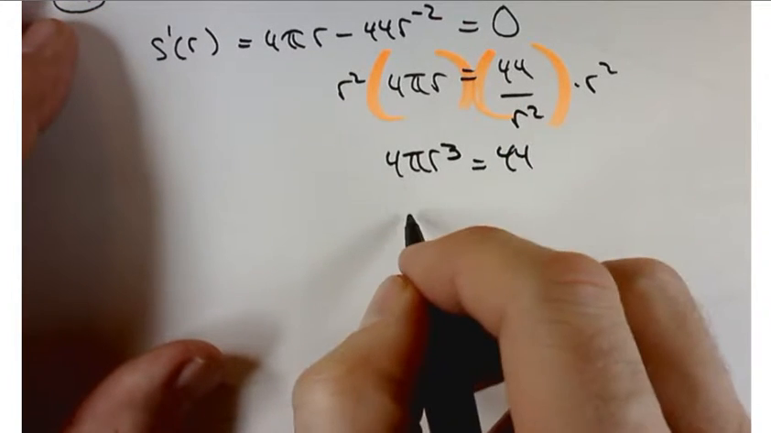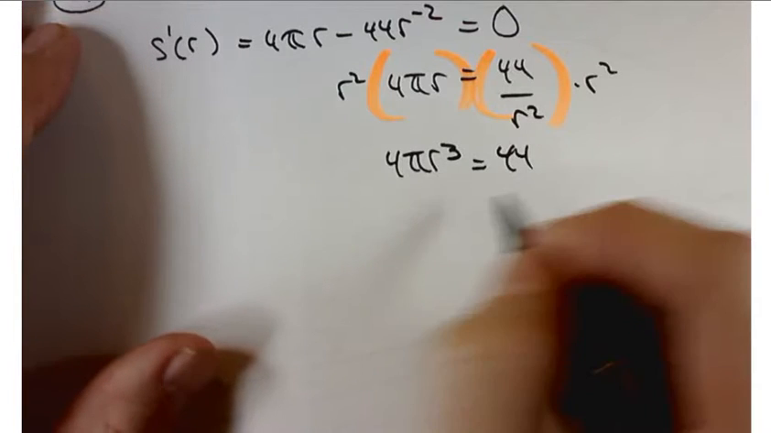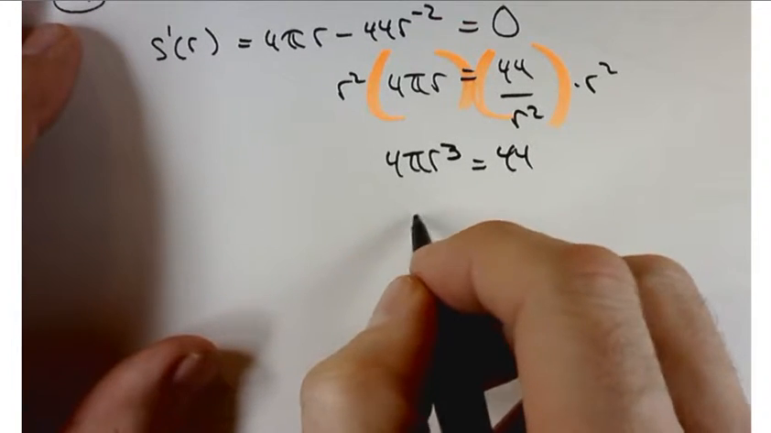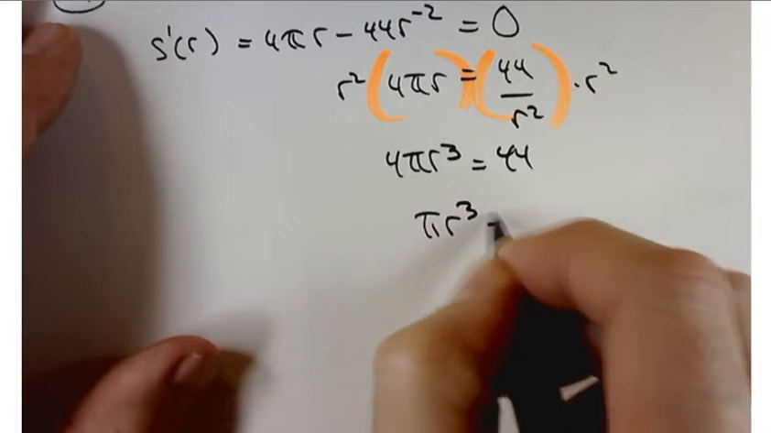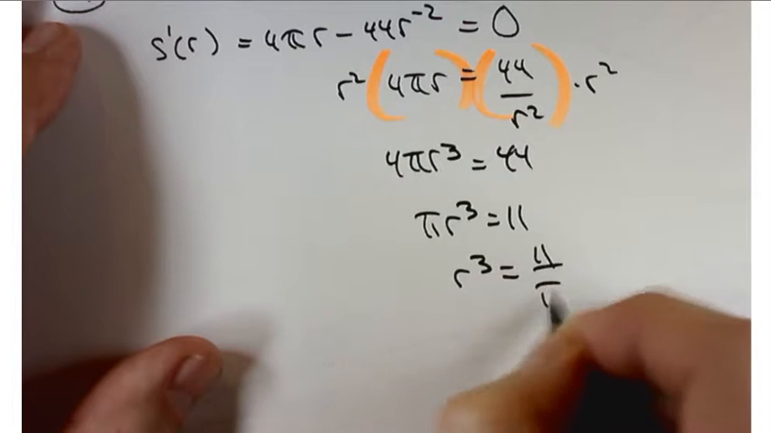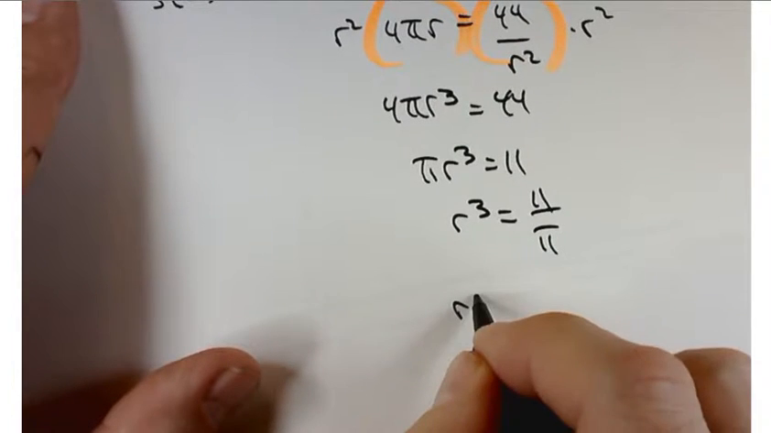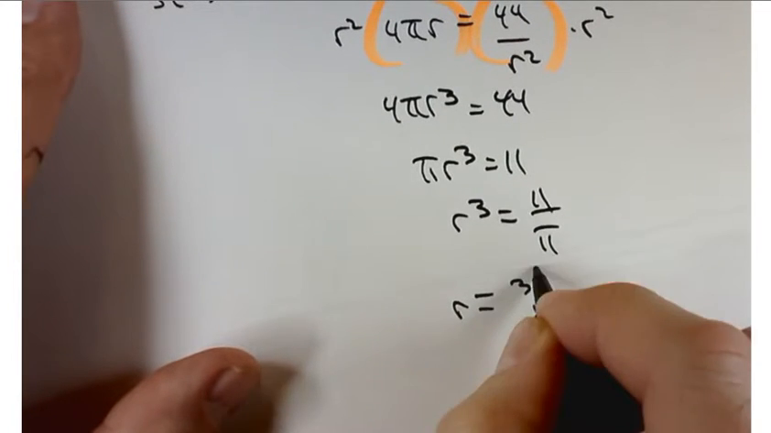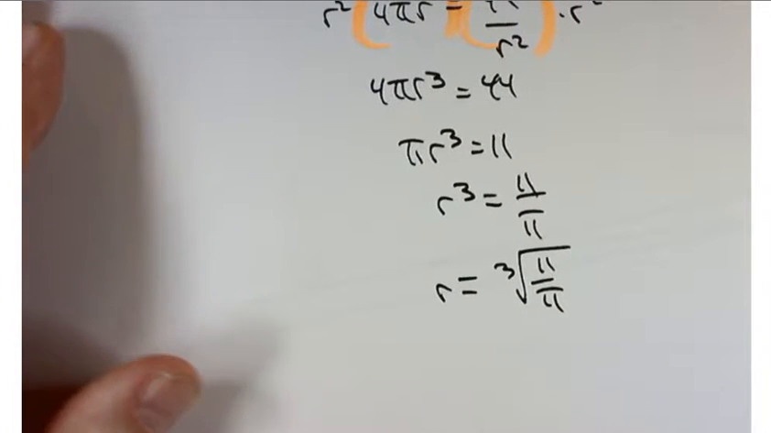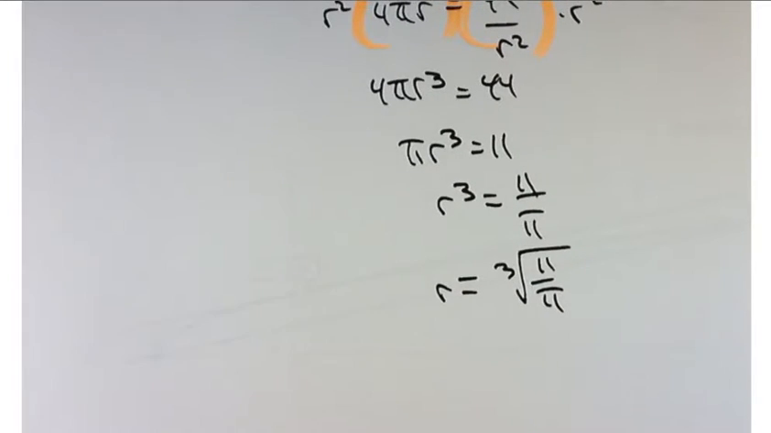I'm going to divide both sides by 4 first. Pi r cubed equals 11. R cubed equals 11 over pi. So r equals the cube root of 11 over pi. Whew.